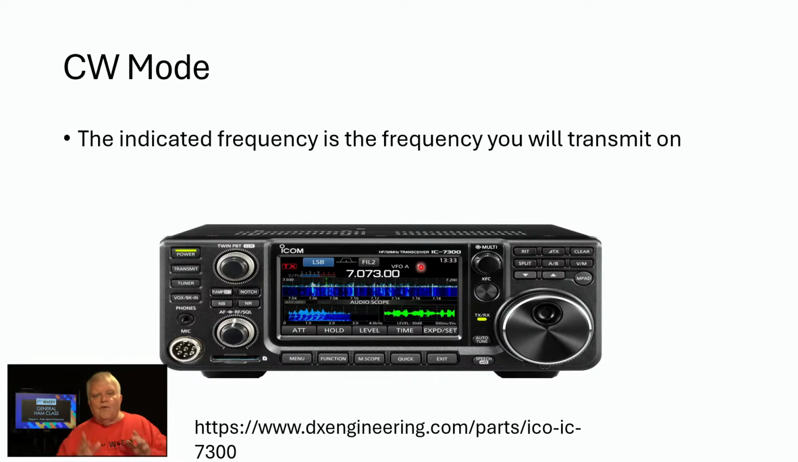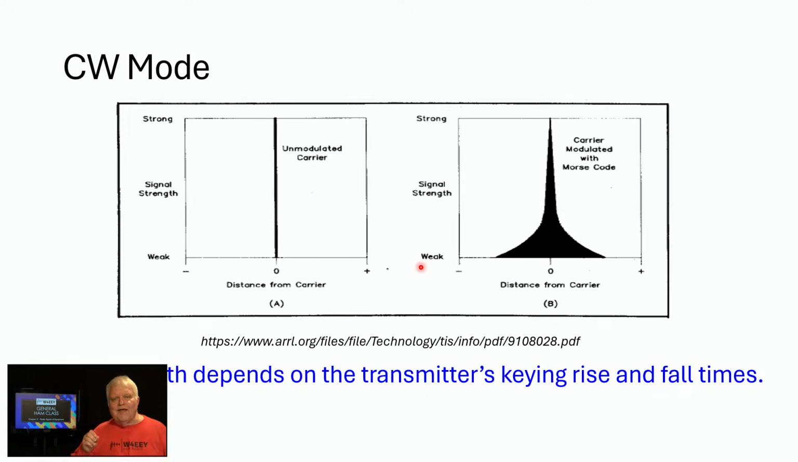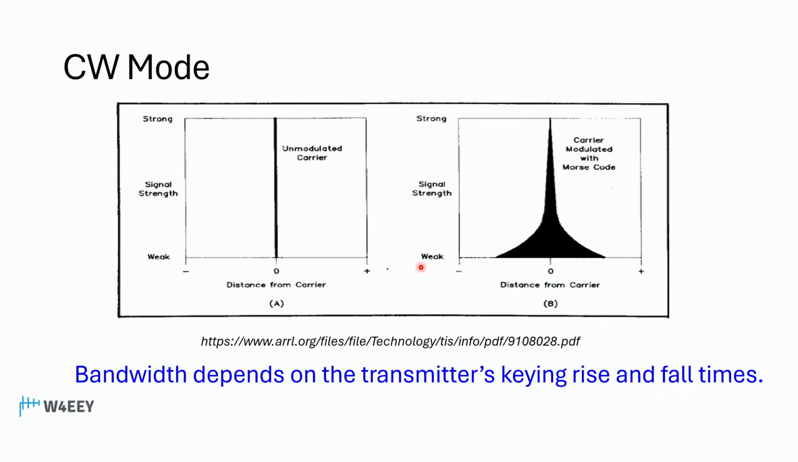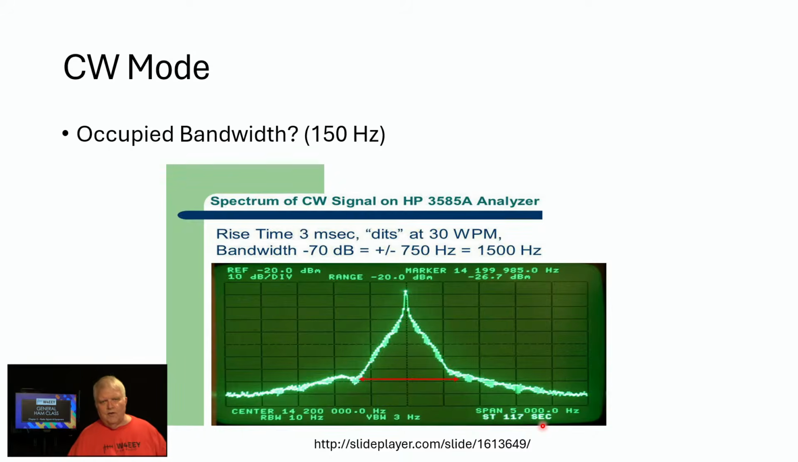And you'll say, well, I'm just going to transmit on just that one frequency, right? No. When you modulate a transmitter with Morse code, you actually widen the signal out from being just that single frequency to actually having a small lower sideband and a small upper sideband. And so bandwidth of a Morse code transmitter depends on the transmitter's keying rise and fall times and some other characteristics, the speed of transmission, etc. Typically, 150 hertz is the bandwidth for CW signals.